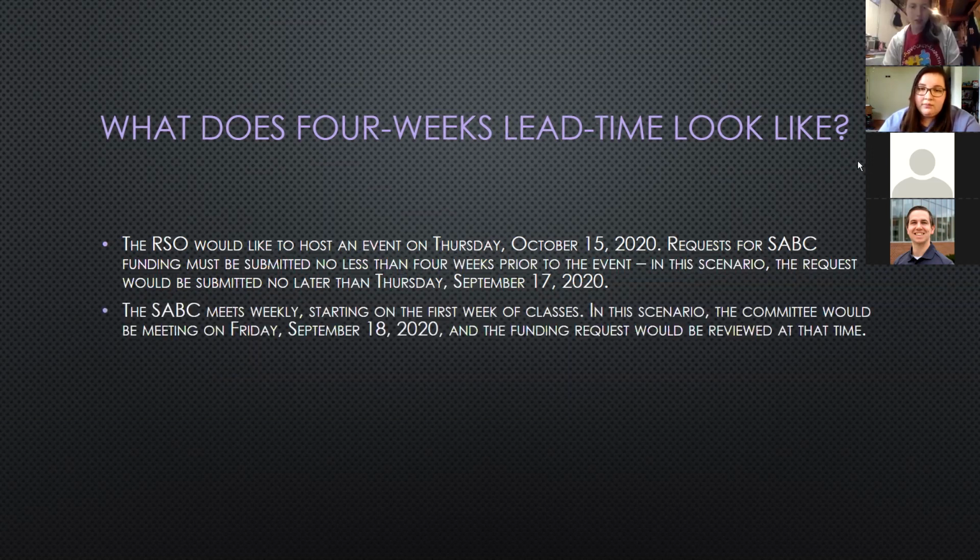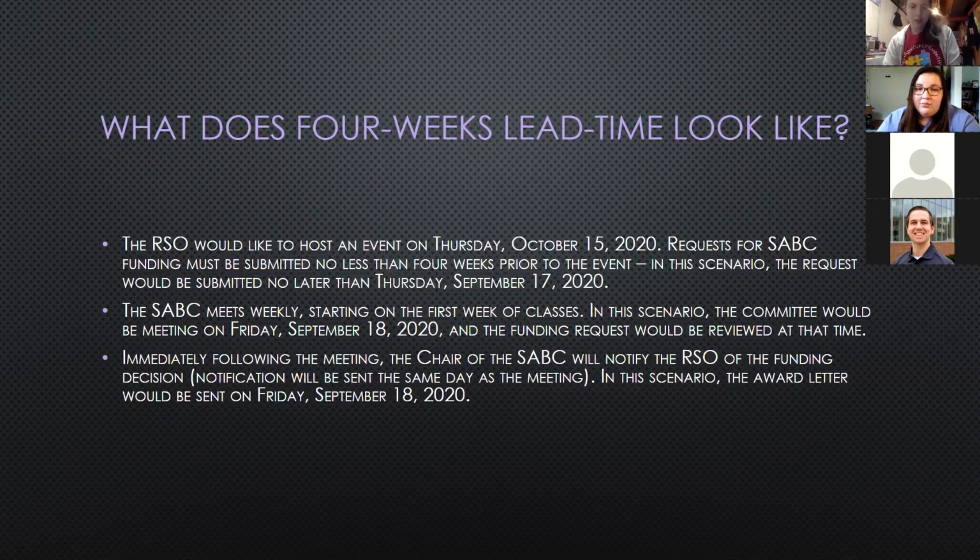So, like I said, we're going to meet every Friday. So in this scenario, we'd be meeting on September 18th in relation to submitting your budget the day before. And then we would review it at that time. So immediately following the meeting, the chair, which is me, will notify the RSO with a lovely award letter. I'm just going to email it to the executives of the organization, typically the person who submitted the request, but that could include the treasurer, the vice president, and the president. It just depends on the submission.